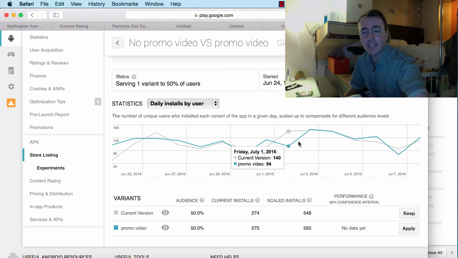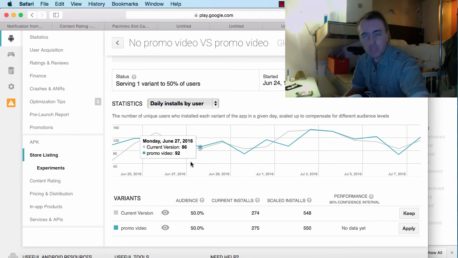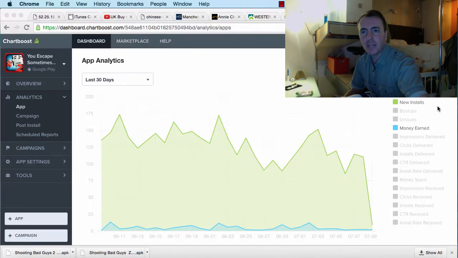Even with this game, You Escape Sometimes 2, we're only getting how many downloads a day? Over 100 back here, lower here. So between 100 and 120 on average, but still it's kind of hard to tell where the impact actually came from. Plus the other reason is, if you look at Chartboost, look at the downloads.